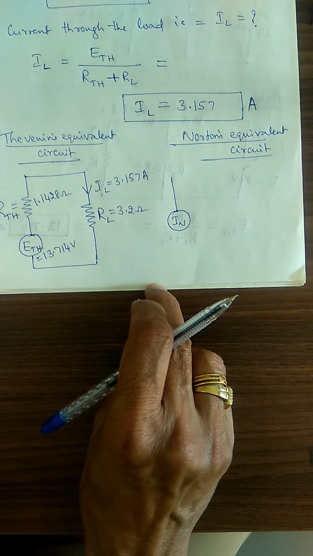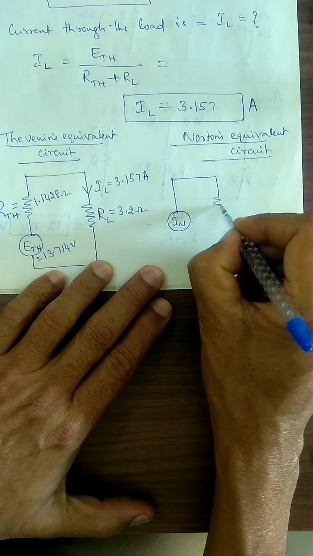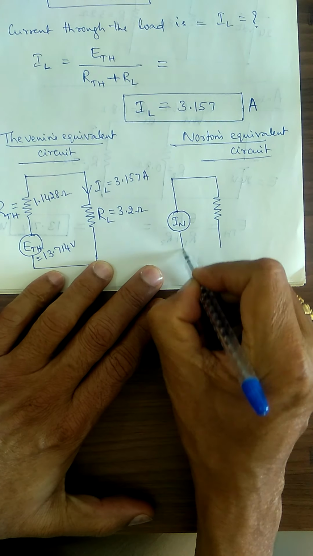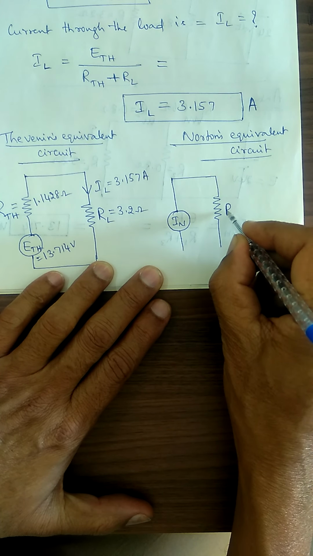Right, IN. In parallel, we are supposed to connect a resistance here. This is RN. For this one in parallel, we are supposed to connect RL, 3.2 ohms. This is IL.